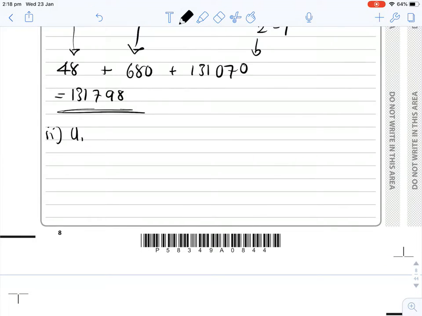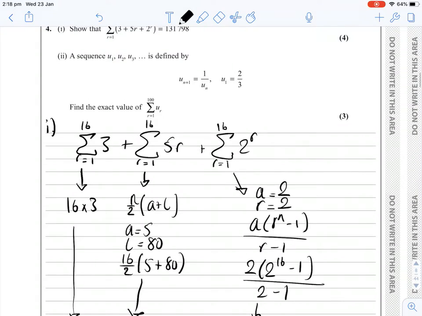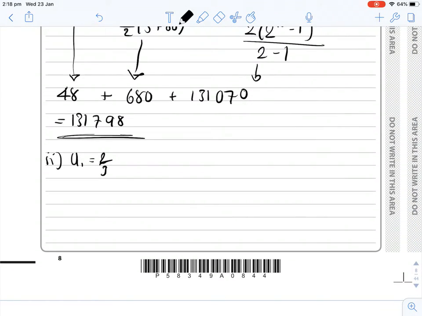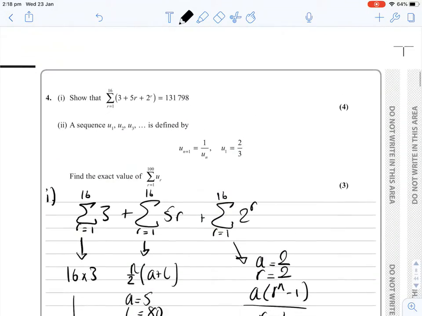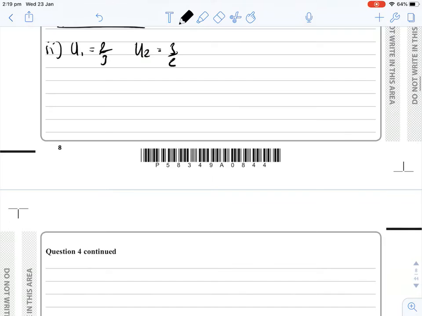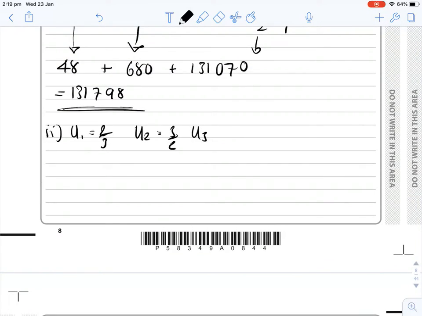So we know that u1 is 2/3. Now subbing u1 into here is going to be 1 over 2/3, which will give us u2, which will be 3 over 2. Subbing u2 into here to find u3 is going to be 1 over 3 over 2, which is going to be 2/3. u4 is going to be 3 over 2, etc., etc., and so on.